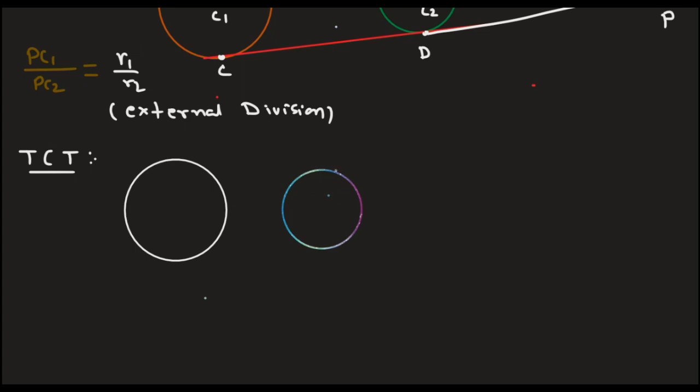Now the common tangent is the line which touches both circles, and here you notice that the centers of the circles lie on opposite sides of the tangent line. Okay, now what will happen, I don't know.